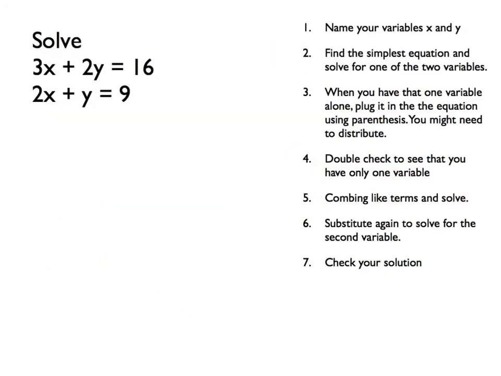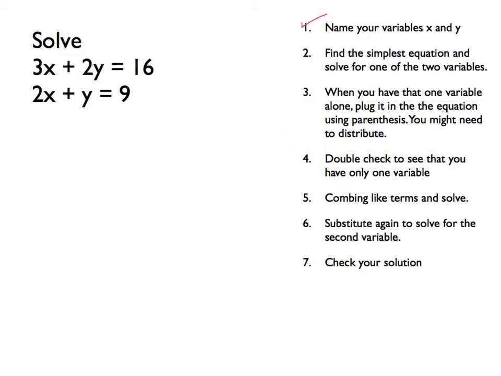So let's try one. Solve 3x plus 2y equals 16 and 2x plus y equals 9. Let's start with our list of things to do. We don't need to name our variables x and y because those are the variables that are in our problem already. 2. Find the simplest equation and solve for one of the 2 variables.